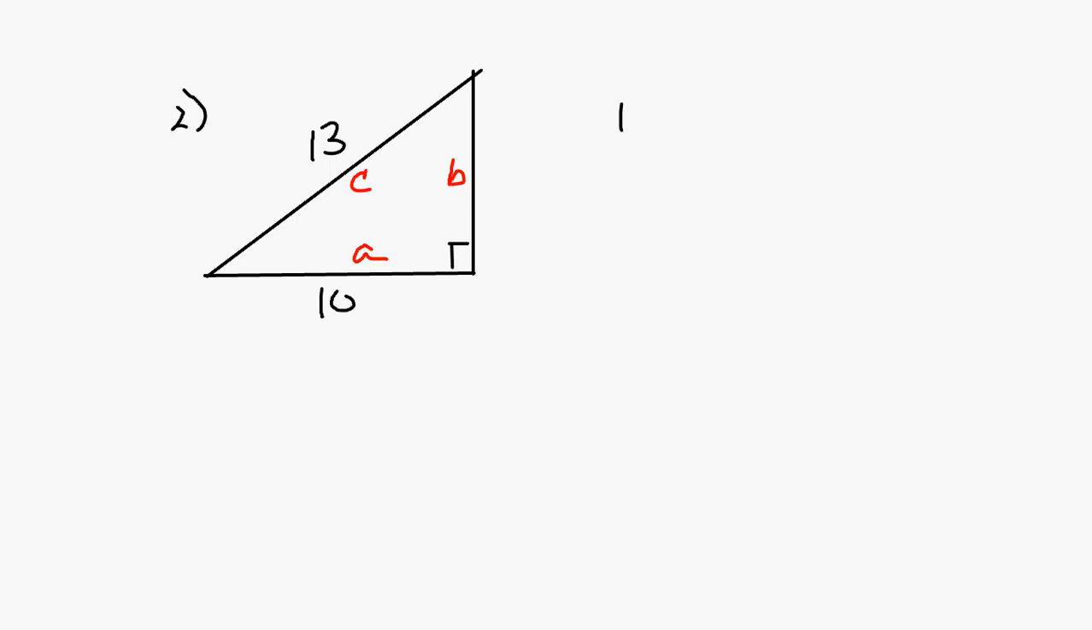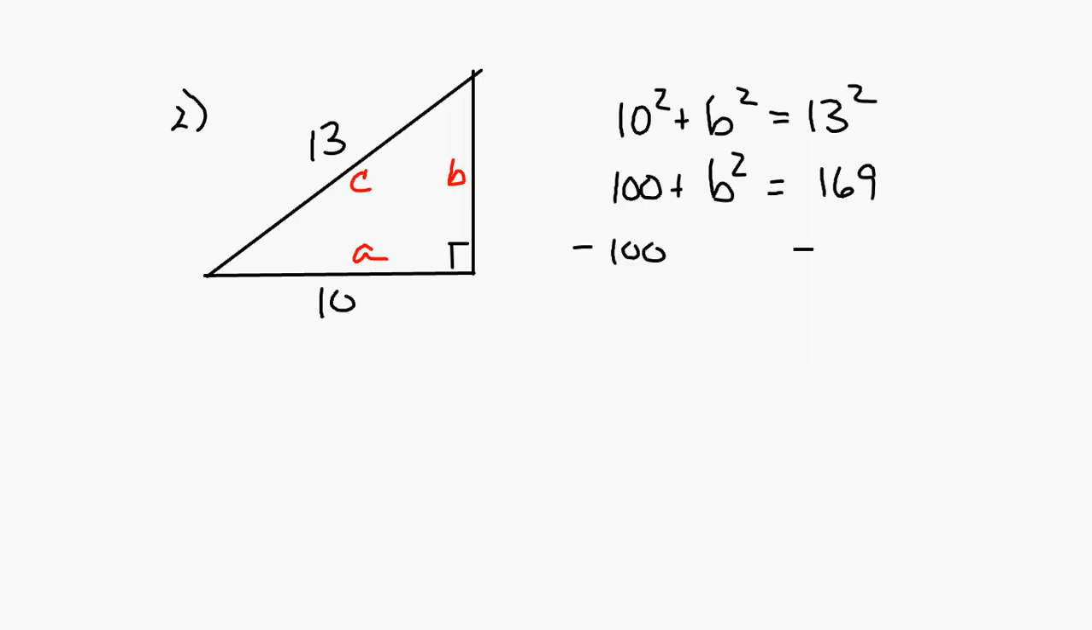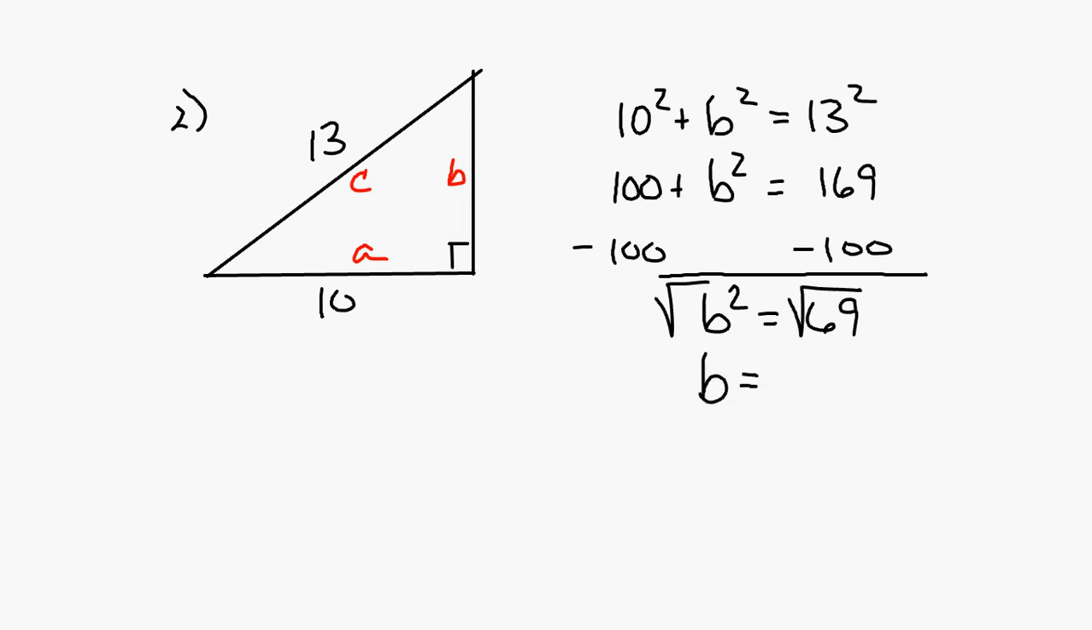10 squared plus b squared equals 13 squared. Square everything. Subtract 100 from each side. 169 minus 100 is 69, and now you're going to find the square root of both sides. So b is going to be equal to 8.3.